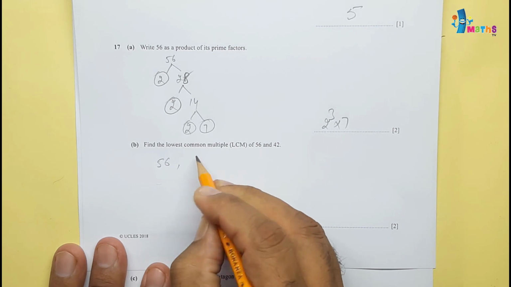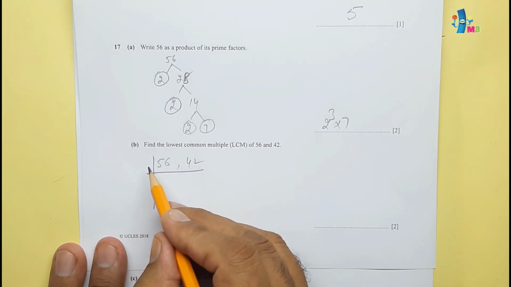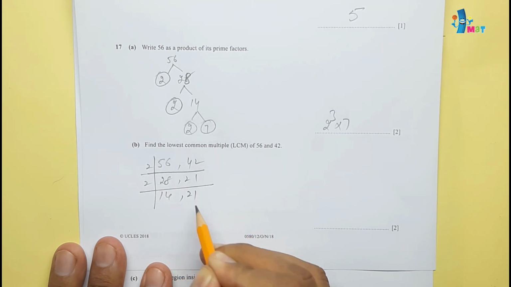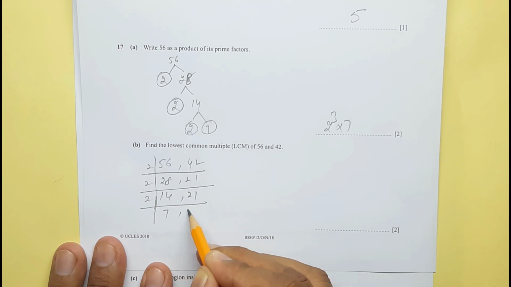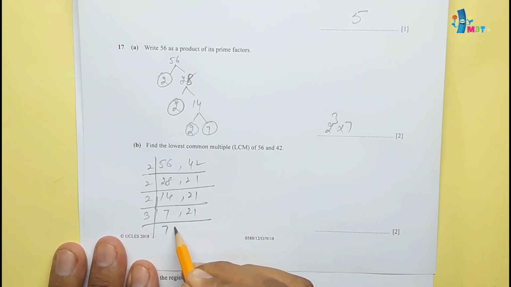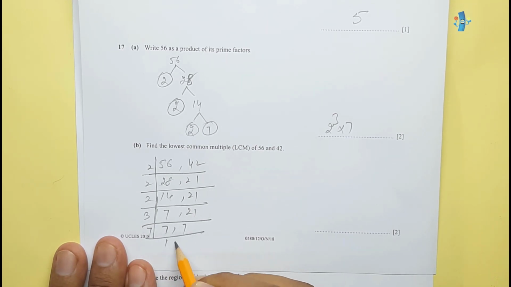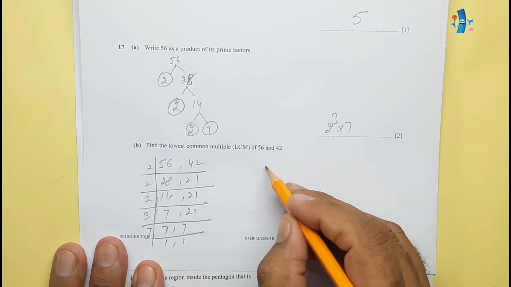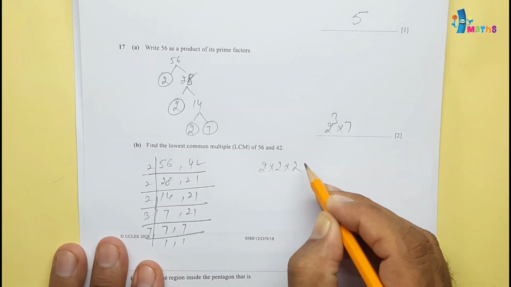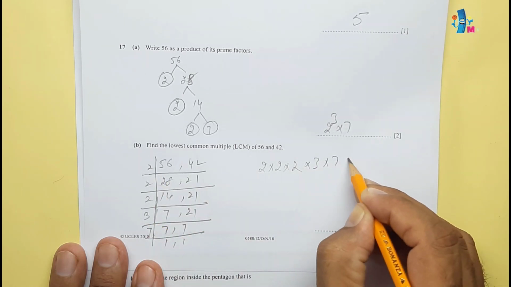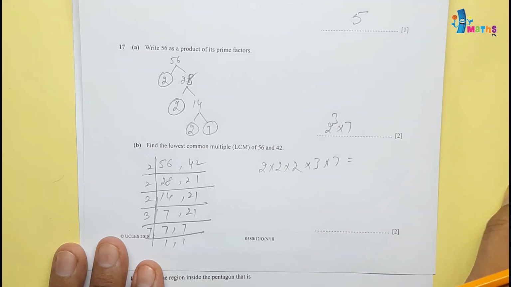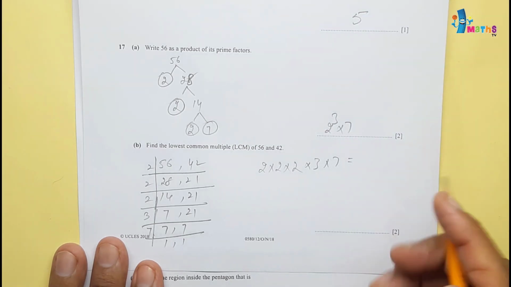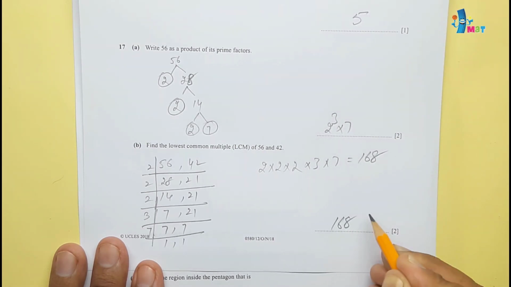So we can write 56 and 42, and by the division method we can divide by 2. This will be 28 and this will be 21. Next, divided by 2, this will be 14 and 21 as it is. Next will be 2 and 7 and 21 as it is. Then by 3, 7 will be as it is, and then by 7, this will be 1 and 1. Hopefully you understood this small division also. These numbers we write as 2 into 2 into 2, 3 times, and then 3 and then 7. This will be equal to 168. So we can write 168 as the answer.